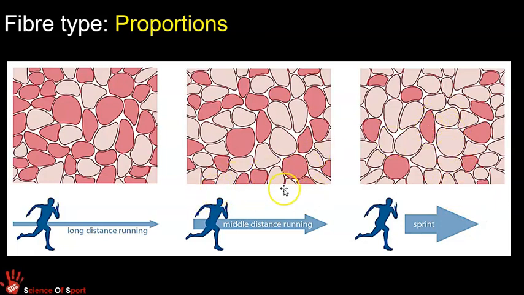And again, if you're middle distance, you might find you have more of a blend, and you'd certainly have more FOG, or fast oxidative glycolytic, type 2A fibers. So this would be your lots of type 1. This would be your lots of type 2X. This would be your lots of type 2A.